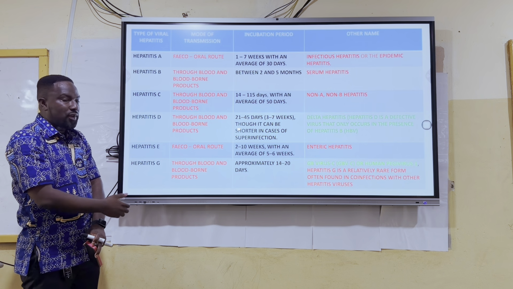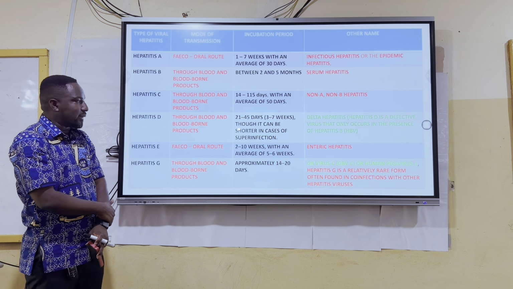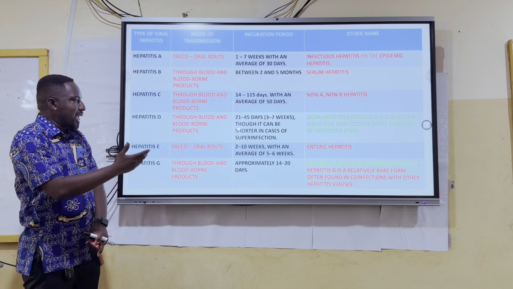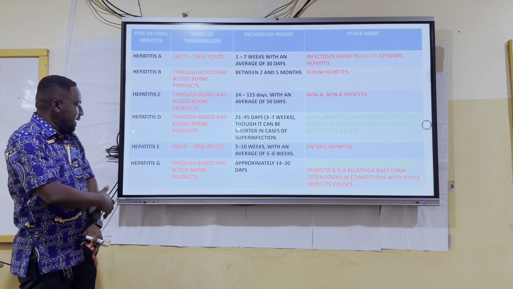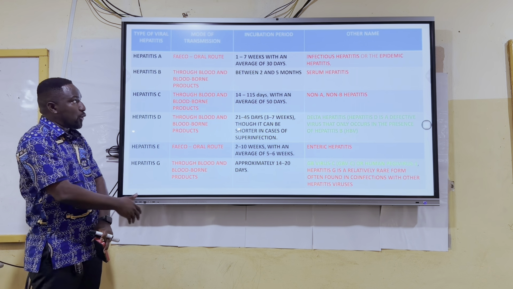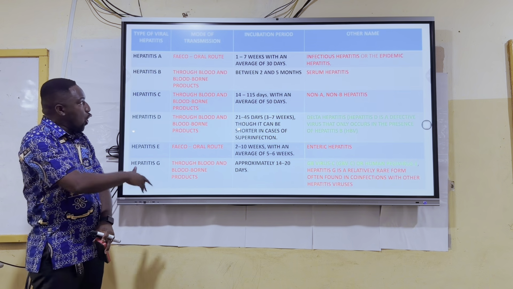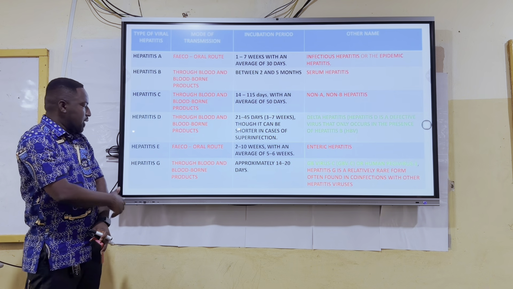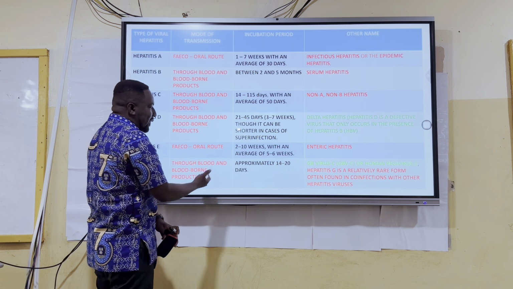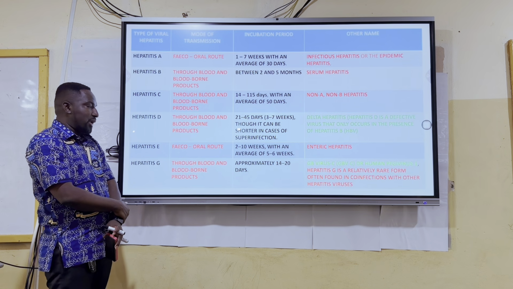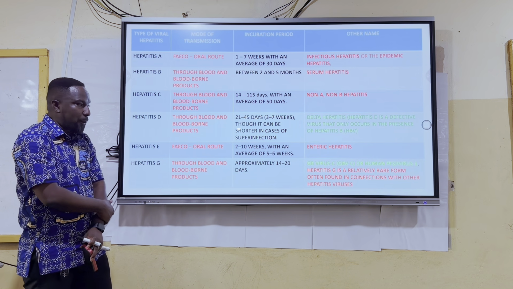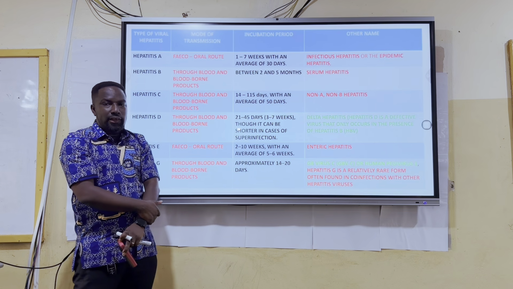Hepatitis D, 21 to 45 days. That's 3 to 7 weeks, though it can be shorter in case of superinfection. Hepatitis E, 2 to 10 weeks, with an average of 5 to 6 weeks. So I'm talking about the incubation period for all the various types of viral hepatitis. And then hepatitis G is approximately between 14 to 20 days.